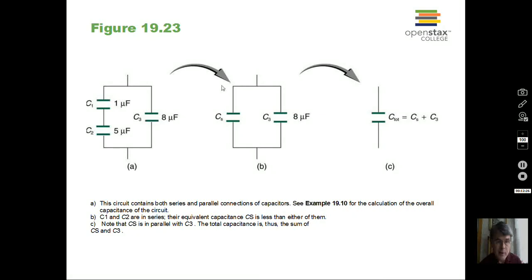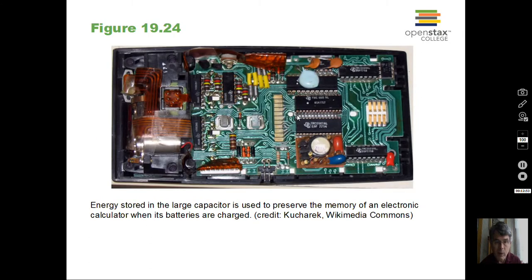In analyzing a circuit that's a combination of series and parallel, you go step by step. I cannot apply the parallel formula here with C1 and C3. They're not strictly just in parallel with each other. We've got this C2. So the first step would be to do the series calculation for the 1 microfarad and 5 microfarads. Then the two values here are in parallel with each other, and they can just be added together. And we'll have some example problems of that.